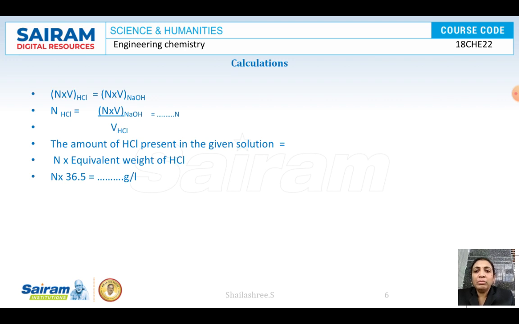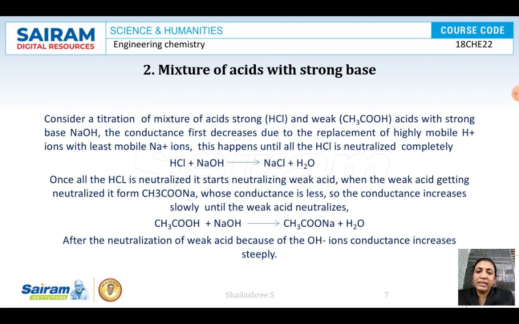We will be getting the amount of HCl present in the given solution per liter. The second application of the conductometric experiment is when we are given a mixture of acids and we are titrating with a strong base. Generally, if two acids are mixed, it will be difficult to find out the amount of acids present in the given solution by using any other methods. It is not at all possible because two acids are mixed. That we can find out by using the conductometric estimation.